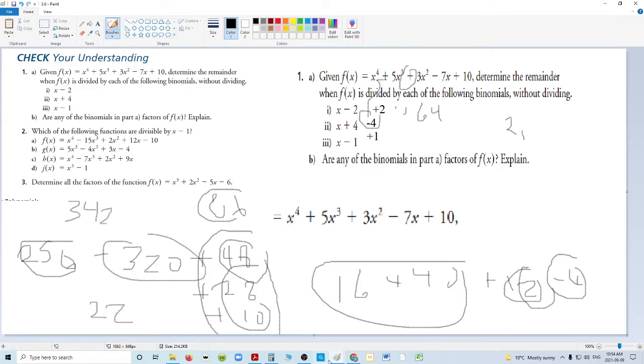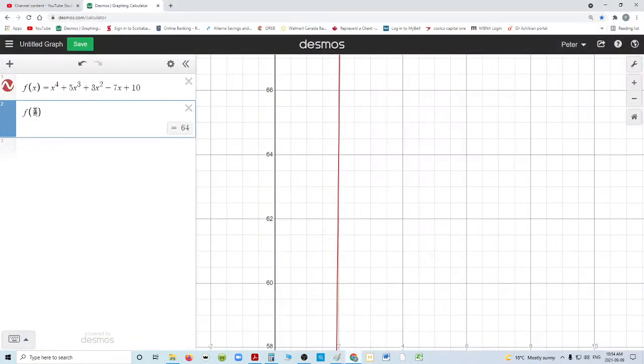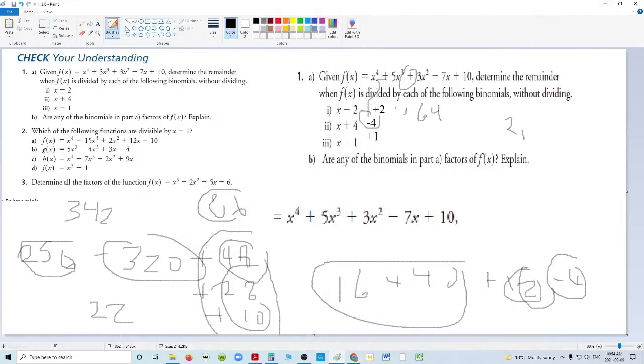Now, you can see how many mistakes I could have made. So I will just make sure that f of minus 4 is indeed that. And I get plus 22. And that's what I had. So that means that the remainder for minus 4 is going to be 22. 1's a lot easier. When I plug in 1, I get 1 plus 5 plus 3, so that's 9, minus 7, so that's 2, plus 10, 12. So that's going to be 12.